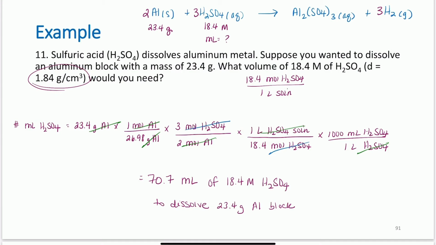Why did I give you density? It's just useless information. Sometimes that's what happens in experimentation, and you guys have to be able to decide if the information is useful or not.